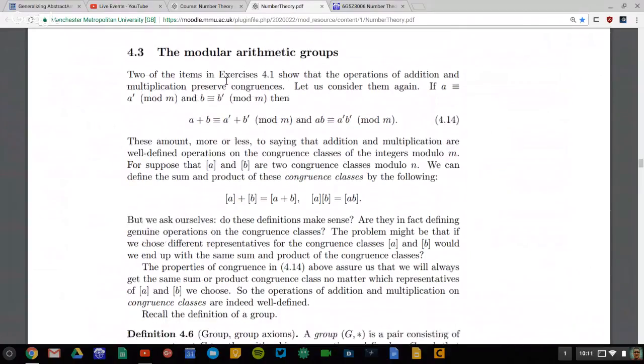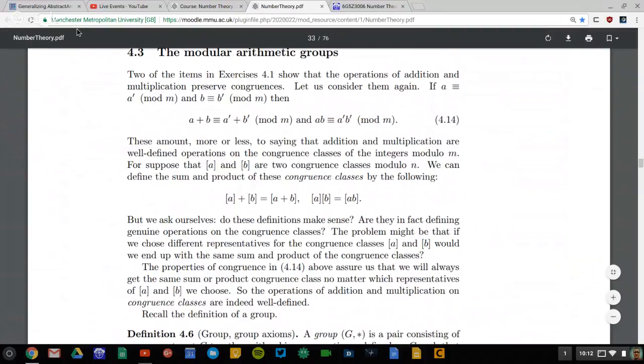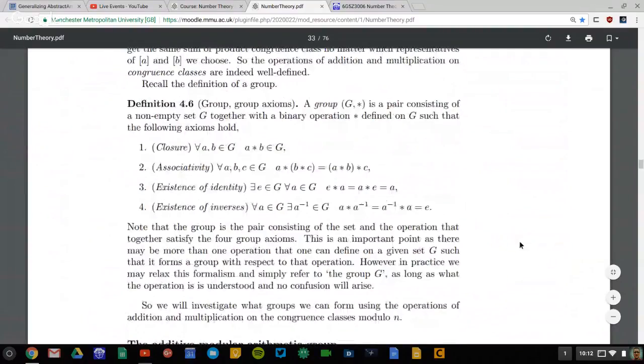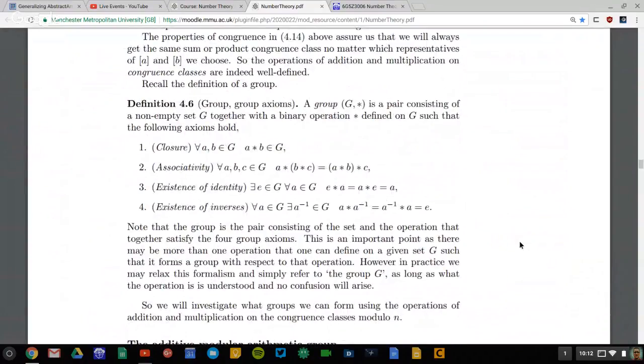Okay, so this gives us our new way of looking at the integers. We select a modulus, and now the integers become this finite set of congruence classes modulo whatever the modulus is. And we've got these two operations of addition and multiplication. Now this is what I started with last time. There already exists a mathematical framework for viewing situations like this, situations where you've got a set and an operation on it. And that's called group theory.